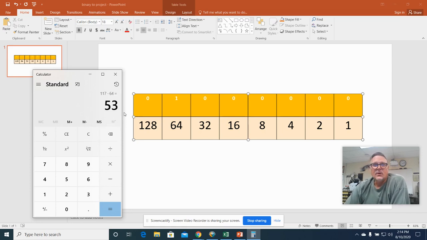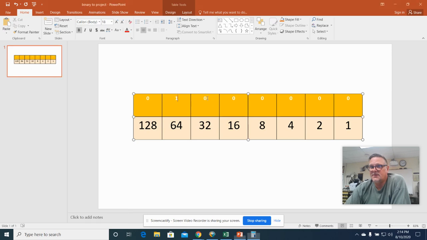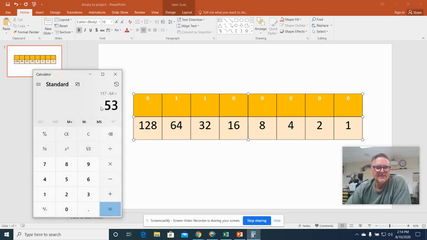Okay, so what's the next number that will fit into 53? Like I can also fit a 32 in there. Okay, so if I turn the 32 on, I've got 64 plus 32. That would be 96. 96 is my number running total. I'm going for 117. So if I subtract that out there, 117 minus the 96, I'm shooting for another 21.